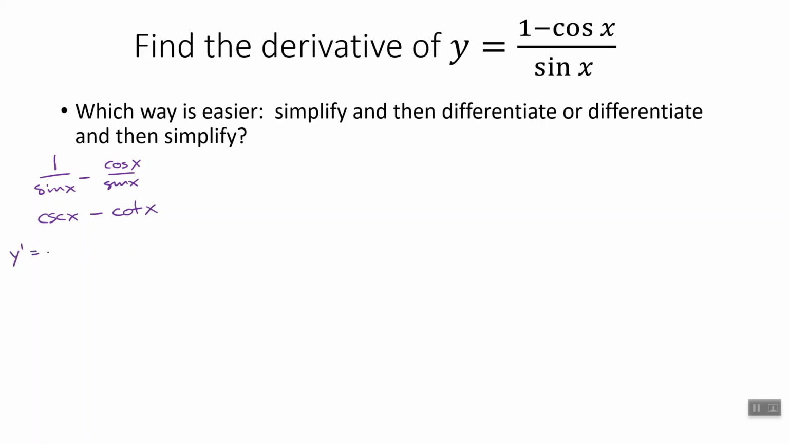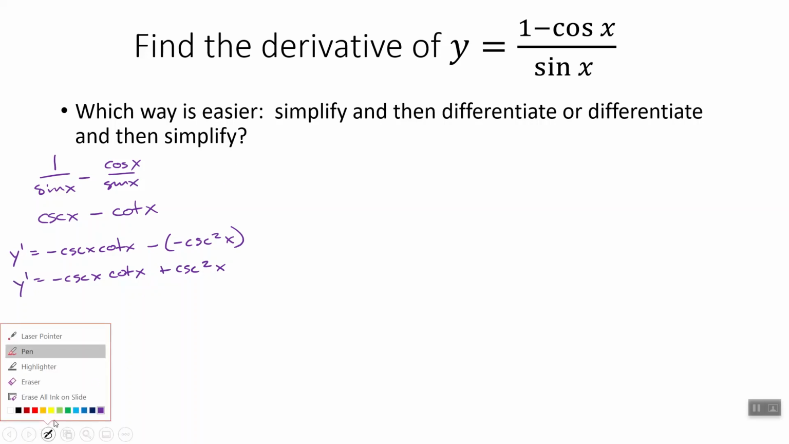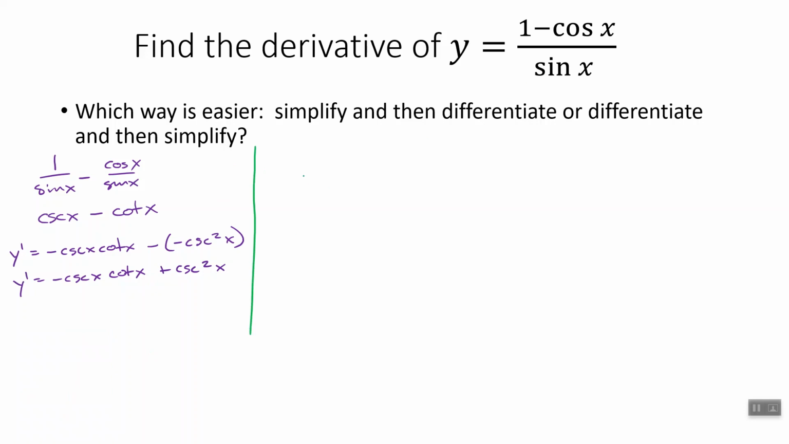The derivative of cosecant is negative cosecant of x times cotangent of x, minus the derivative of cotangent, which is negative cosecant squared. So these two negatives will cancel out. We'll get negative cosecant of x times cotangent of x plus cosecant squared x. And there's our derivative. We can leave it like that if we want. We can factor out a cosecant if we want, but that's perfectly fine right there. So that's one way to do it. So that's dividing first. Now what happens if we do this using the quotient rule?